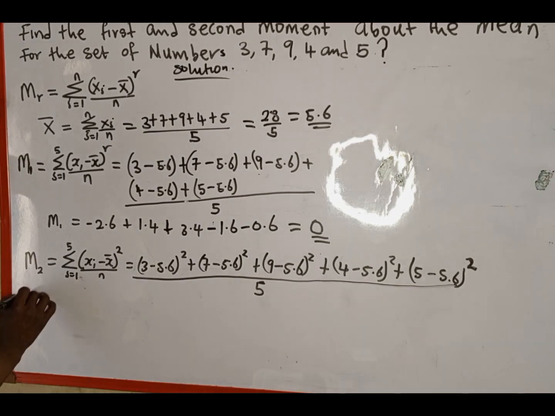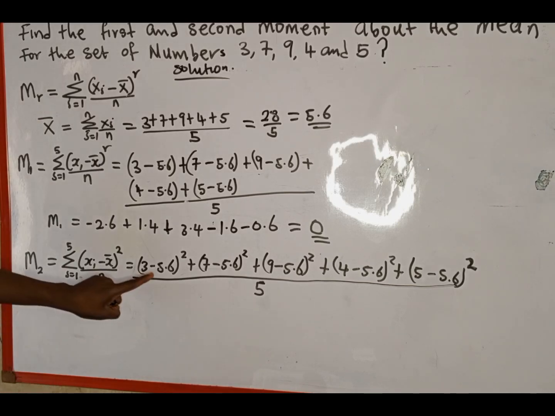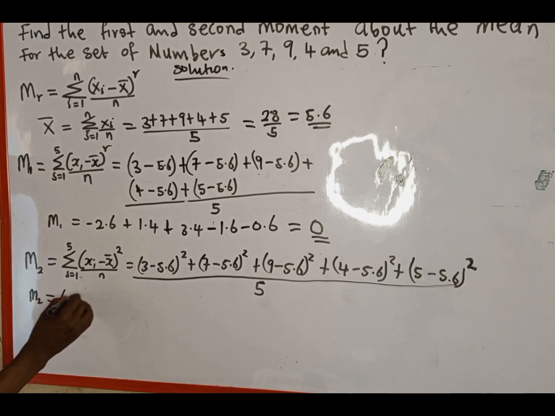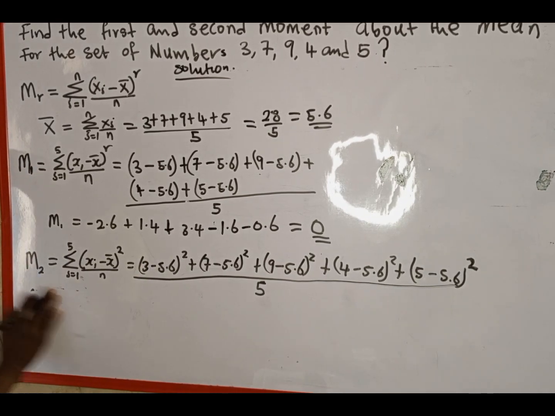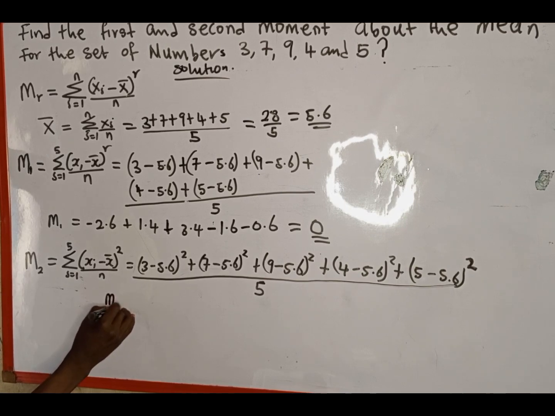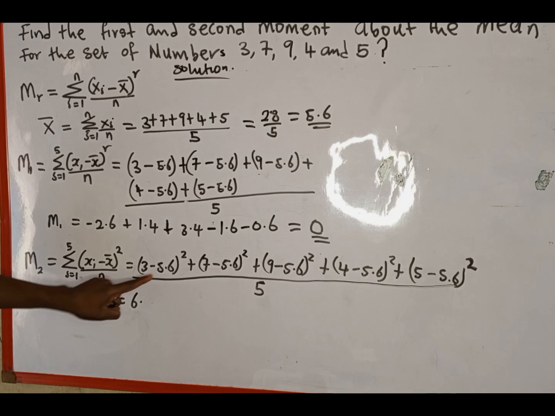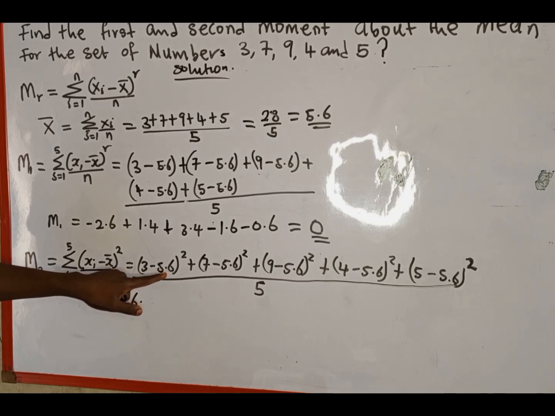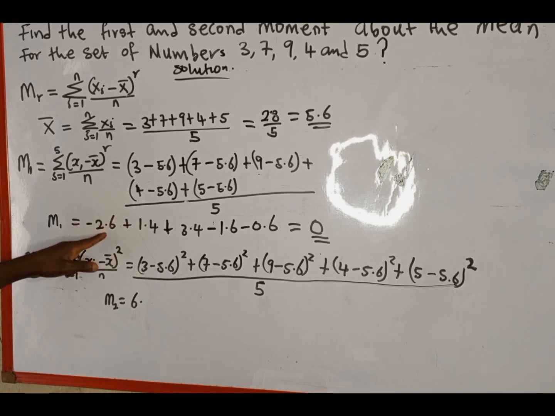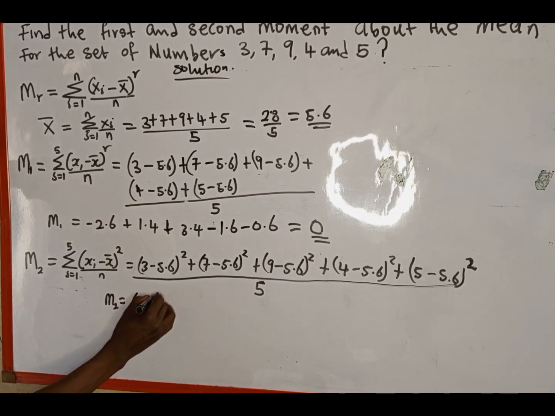Now we can simplify this. m subscript 2 now will be equal to 3 minus 5.6, which is going to give us minus 2.6. And if you square the answer, it is going to give us 6.76.